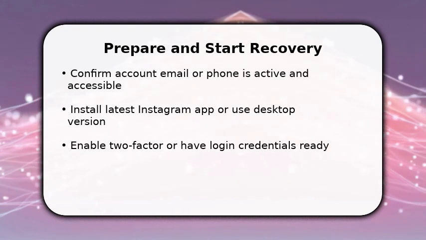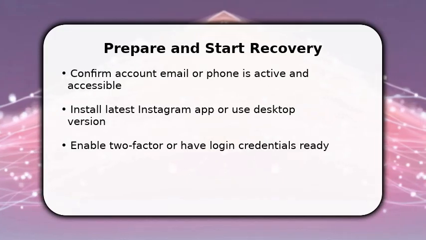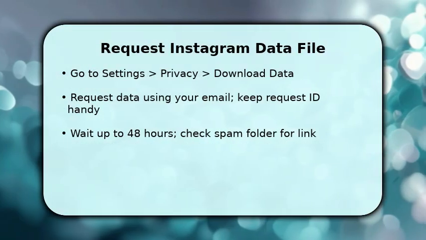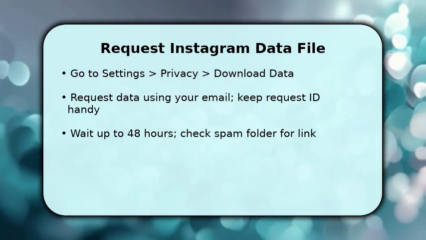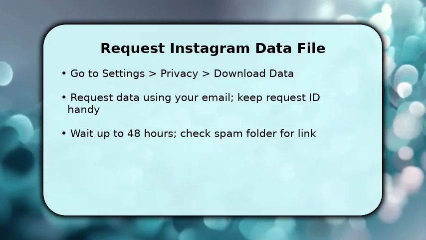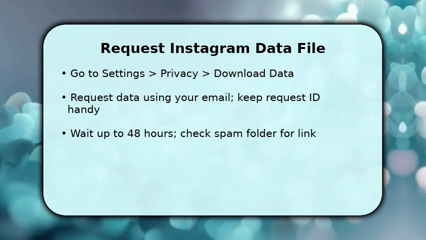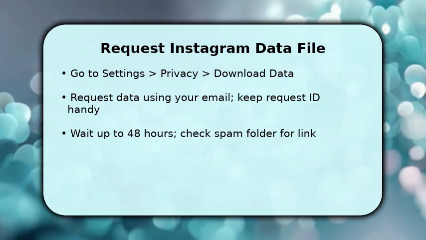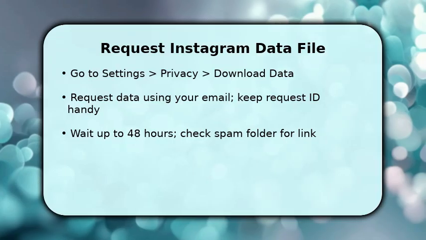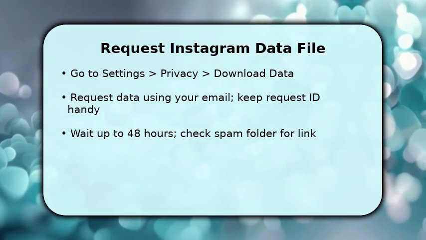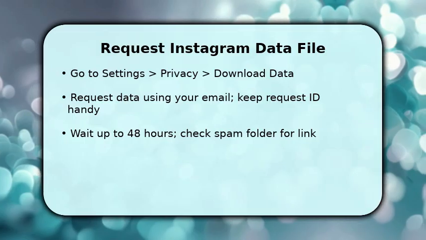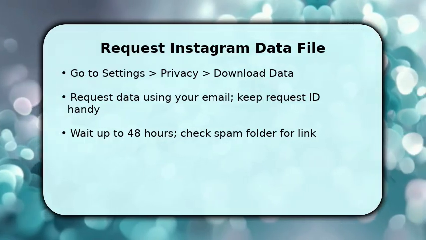This is the first actionable move. You now request your Instagram data file, which contains message history. This is how deleted chats can sometimes be restored. First, navigate to Settings, then Privacy, and tap Download Data, enter your active email, and request the file. Instagram compiles a package and emails a secure link. Keep that request confirmation or ID for troubleshooting.